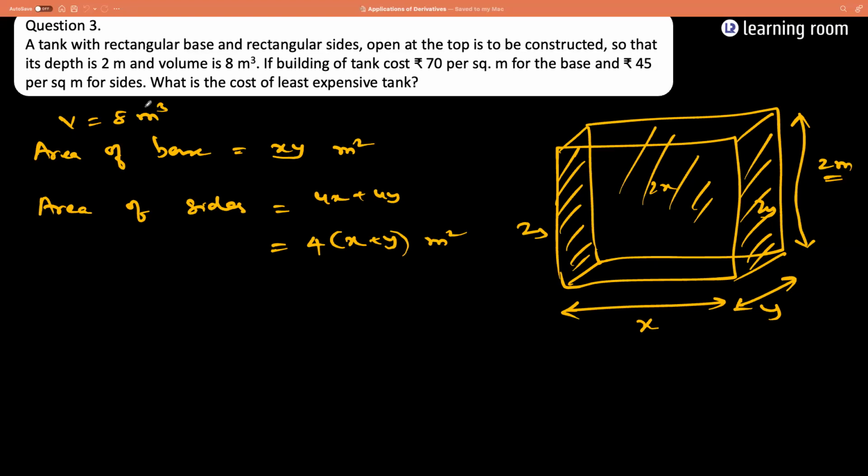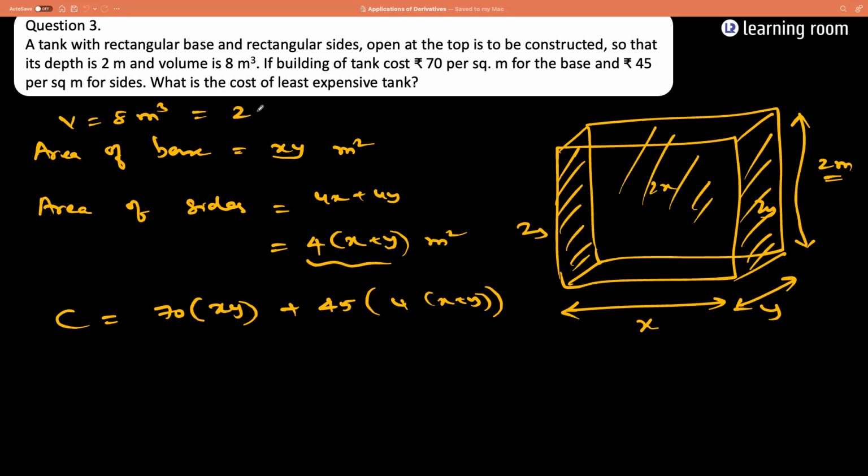Now tell me, what is going to be the cost of the tank? So cost will be 70 multiplied with the base area. How much is the base area? It is xy plus 45 multiplied with 4 into x plus y. Am I right? So volume, how much is it going to be? It is going to be 2xy. So volume is 2xy, which implies xy is equal to 4, which implies y is equal to 4 by x.